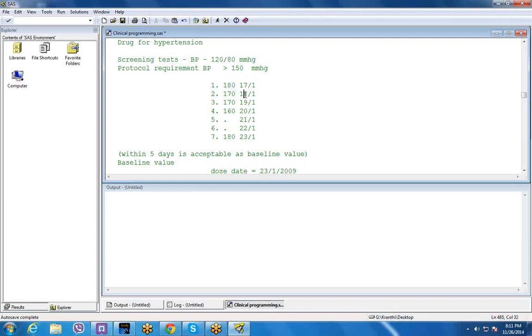Then again he visited on 18th, showing 170. So continuously for 4 days we measured the blood pressure. Why? Because some tests will be there. With just one test we cannot confirm. We cannot confirm the disease because there are so many factors.